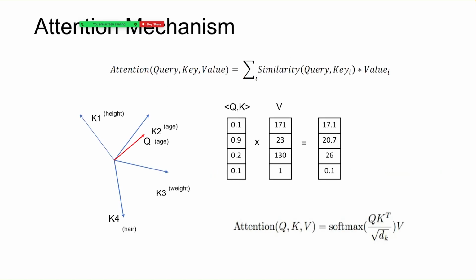Now let me introduce what query, key, and value intuitively mean. Right now, they're just 3 random vectors that we created. So why do we do this?